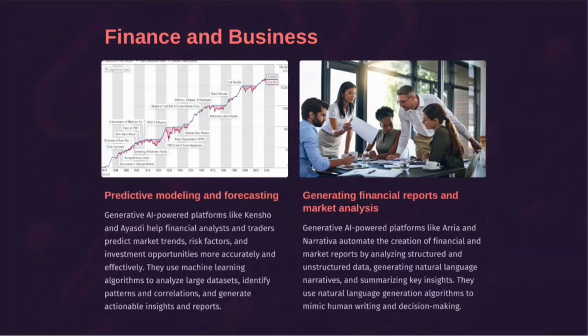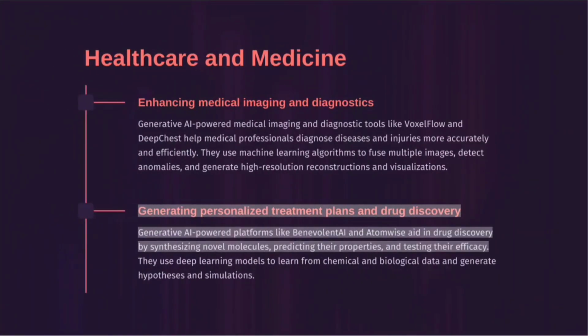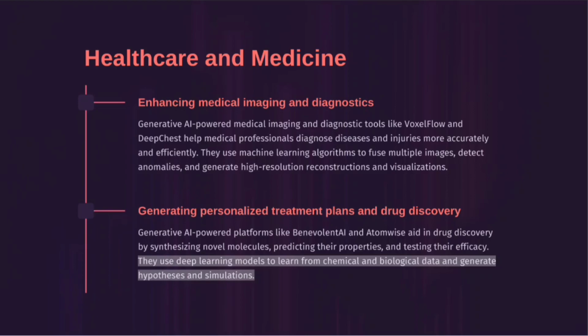Generating personalized treatment plans and drug discovery. Generative AI-powered platforms like Benevolent AI and Atomwise aid in drug discovery by synthesizing novel molecules, predicting their properties, and testing their efficacy. They use deep learning models to learn from chemical and biological data and generate hypotheses and simulations.